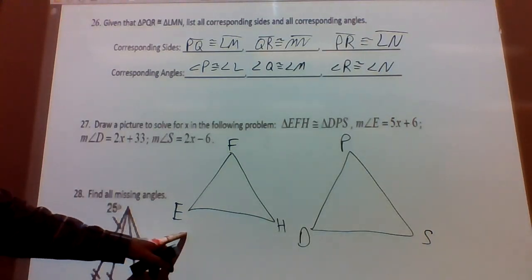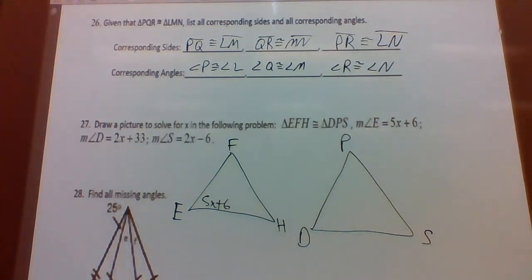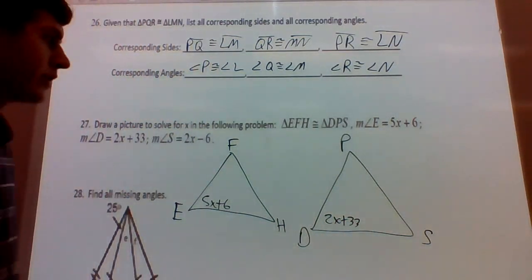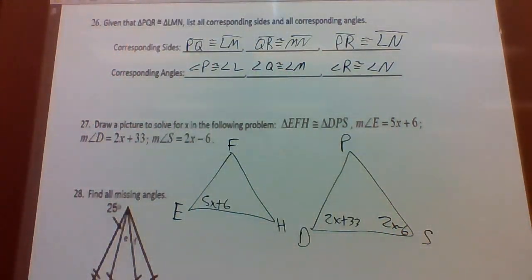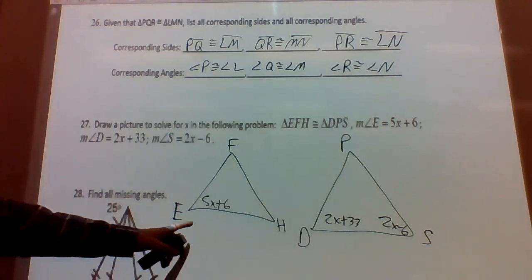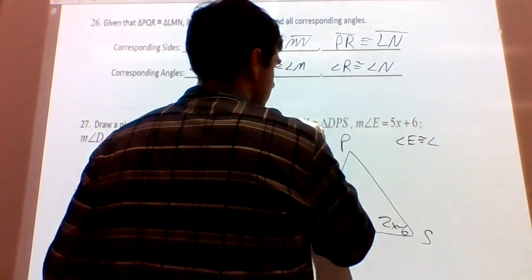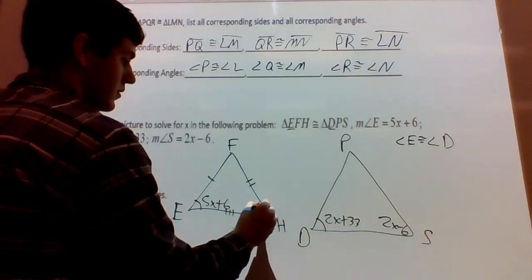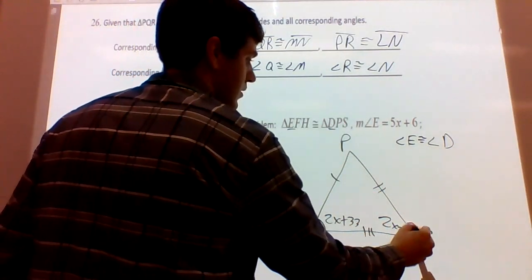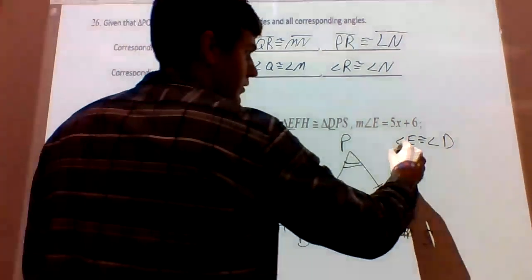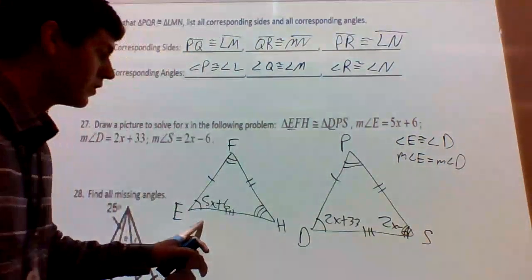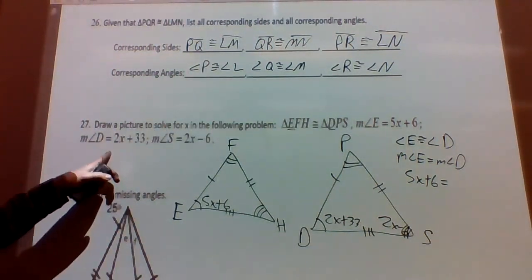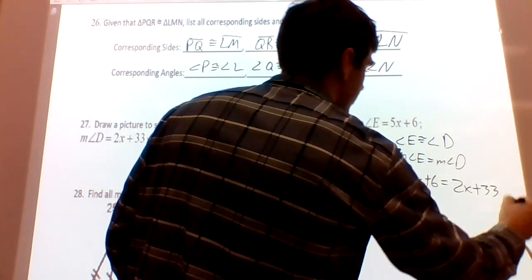All right. So angle E is 5x plus 6. Angle D is 2x plus 33. And angle S is 2x minus 6. Okay. Well, we know that angle E is congruent to angle D. Right? So we know the measure of angle E equals the measure of angle D. The measure of angle E is 5x plus 6. The measure of angle D is 2x plus 33. And then we can solve for x.